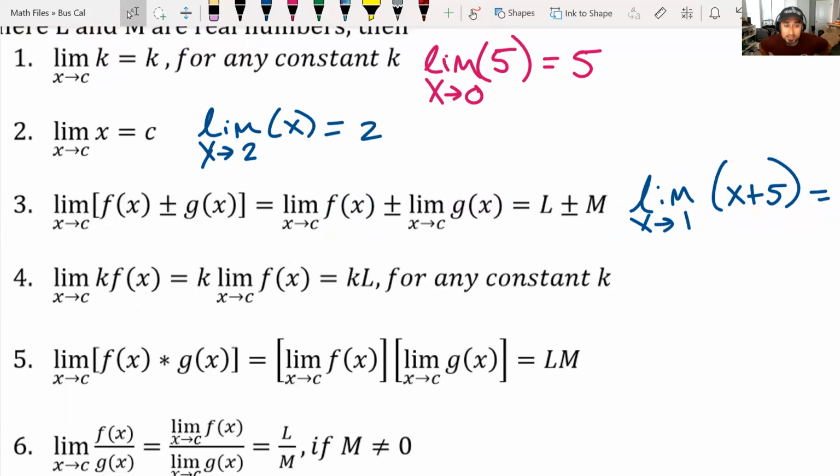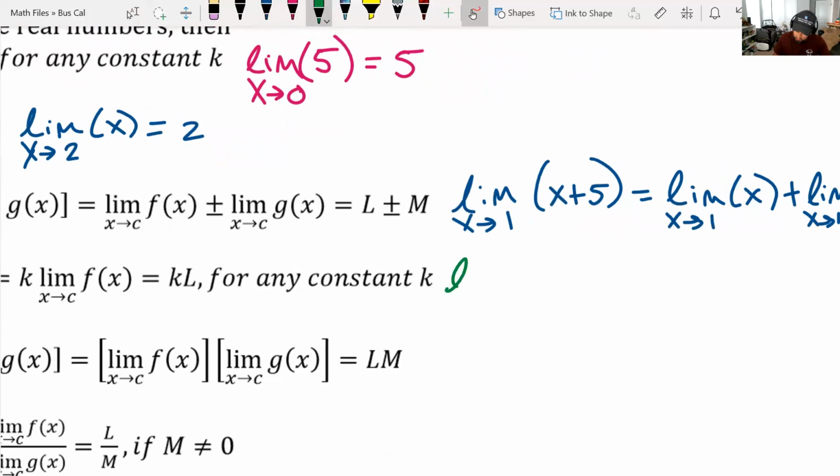Number 4 says the limit as x approaches c of some number k times f of x. All this one says is take that k, move it to the outside of the limit, and multiply it in later. That's it. So if it's a coefficient, you can move it to the outside. So let's see what that looks like.